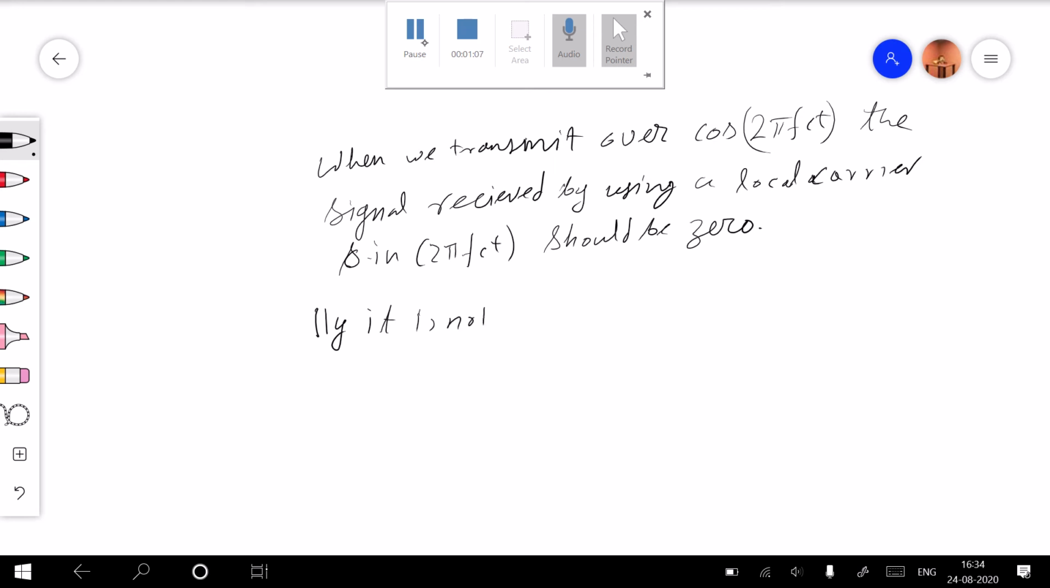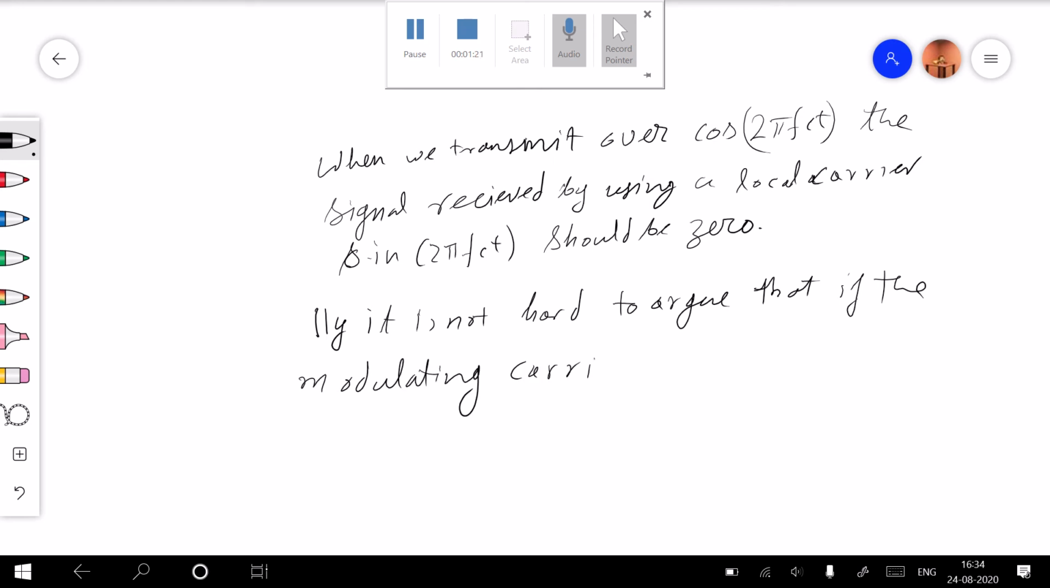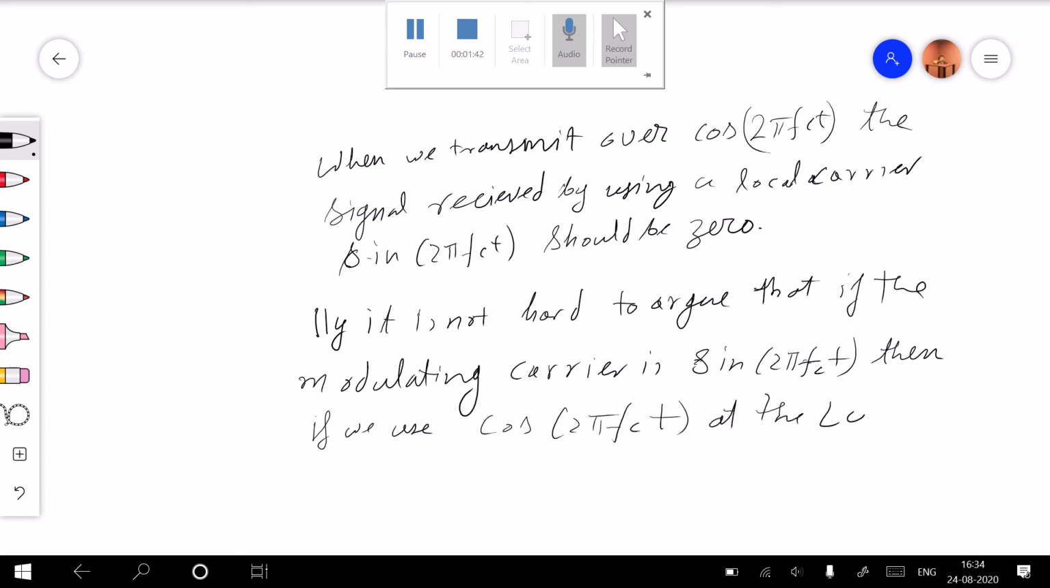Similarly, it is not hard to see that if the modulating carrier is sine 2 pi fct, then if we use cos 2 pi fct at the LO, then we get nothing.